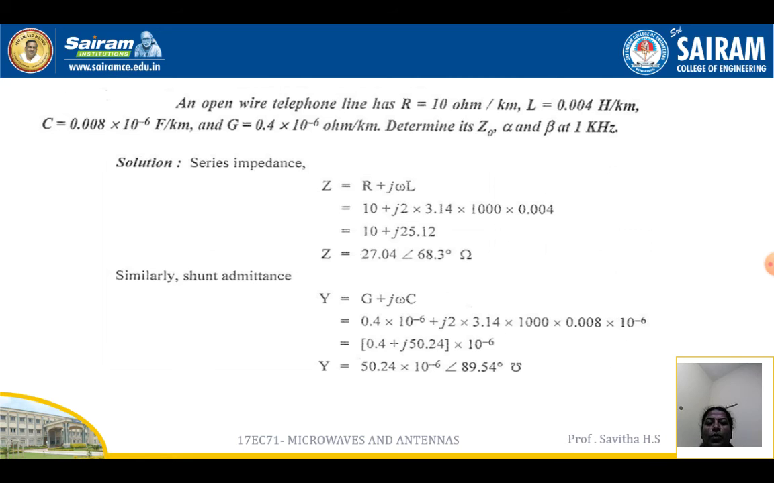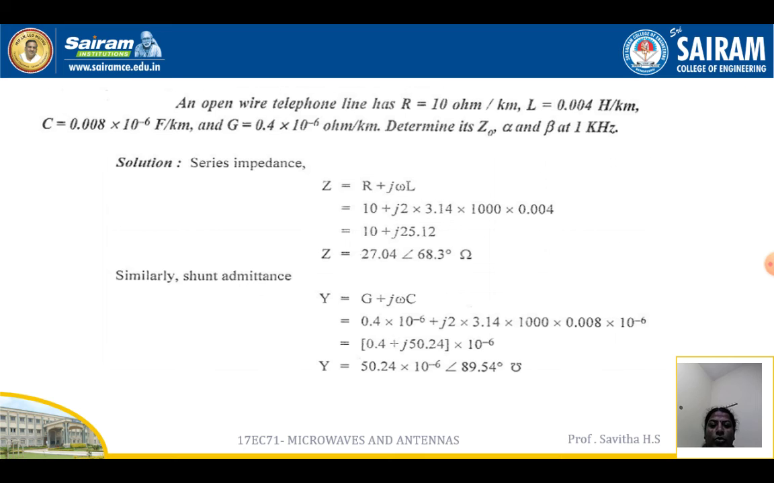And next, an open wire telephone line. In the problem they have given the primary constants again. They asked to find Z0, alpha and beta at 1 kilohertz. So we know that the series impedance is Z = R + jωL. Since all the parameter values are given in the problem, I'll get Z as 27.04 ∠68.3 degrees ohms. I already told you that we can keep the answer in rectangular form also, or in polar form.